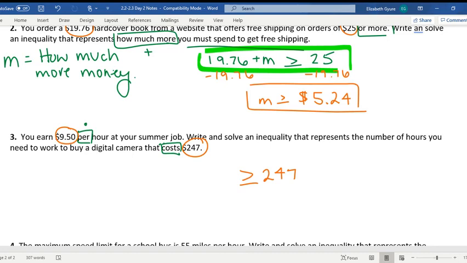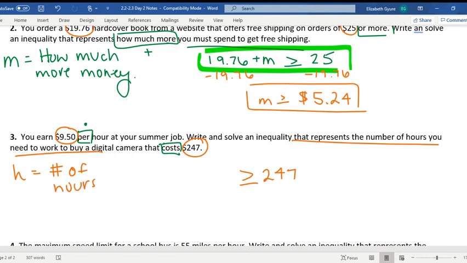Well, I'm making $9.50 per hour. We've got to define our variable here, because this says to write and solve an inequality that represents the number of hours you need to work. Asia? H, sure, let's do H for number of hours.